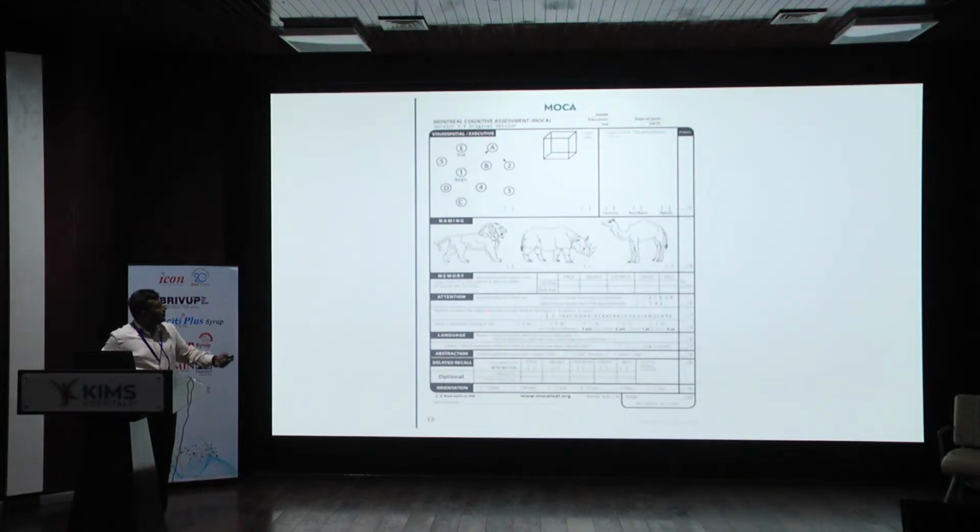This is a MoCA sample. So we have the trail-making test for executive function. You have naming. You have memory recall, as well as attention. You have serial subtraction, abstraction and delayed recall.